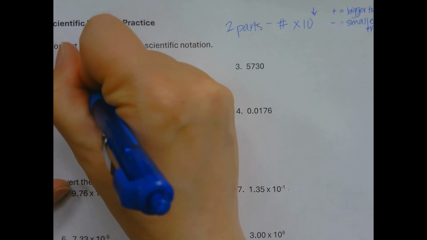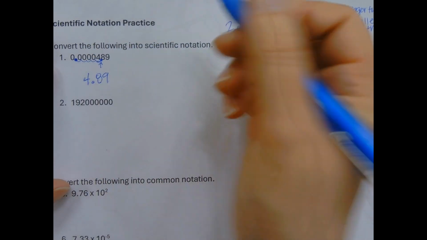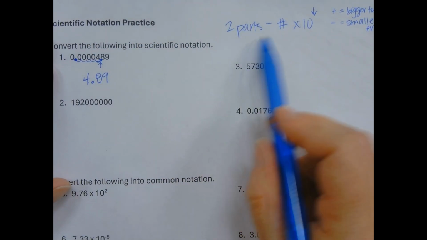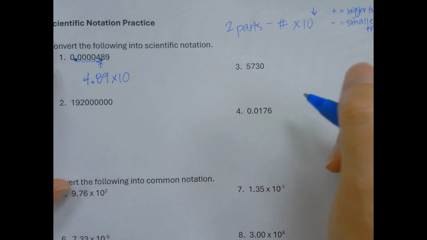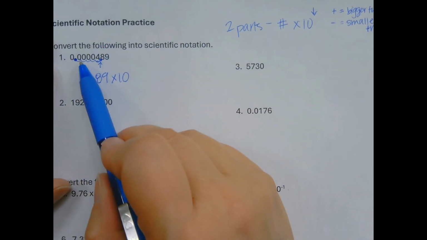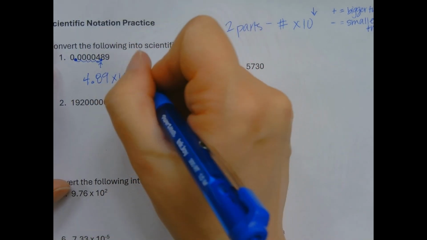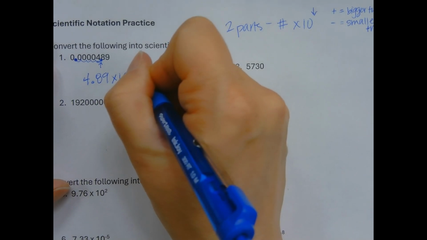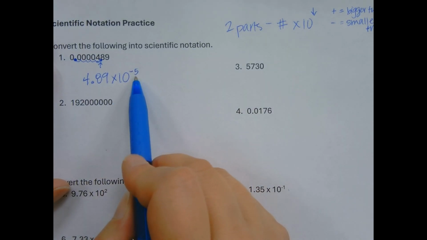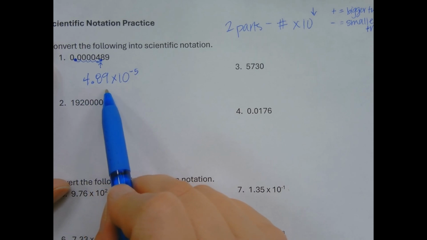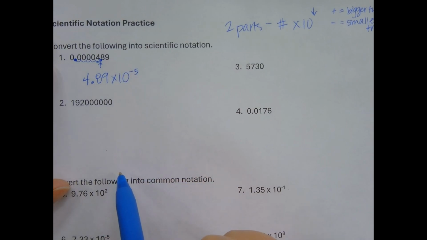So if I rewrite this, 4.89, that's my number. And then my times 10 to the, representing how many times I moved the decimal. Well, I moved it 1, 2, 3, 4, 5 times. So that is a -5 because it is smaller than 1. And I moved it 5 times. So this 4.89 times 10 to the -5th is this number expressed in scientific notation.